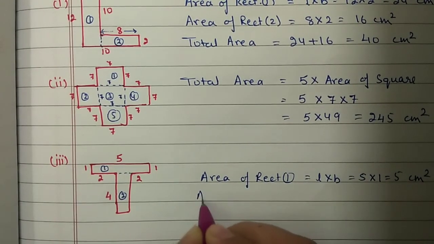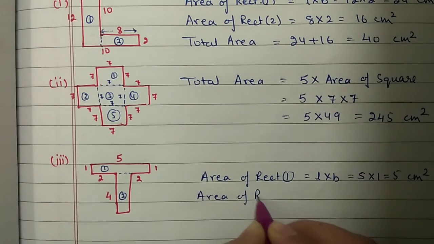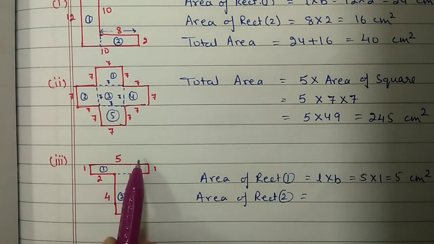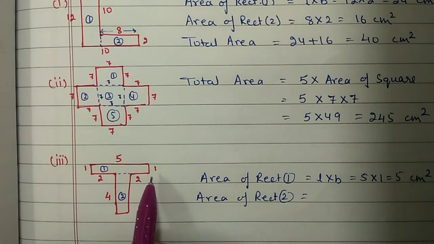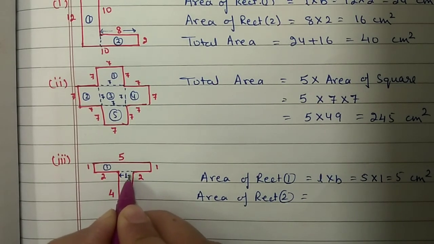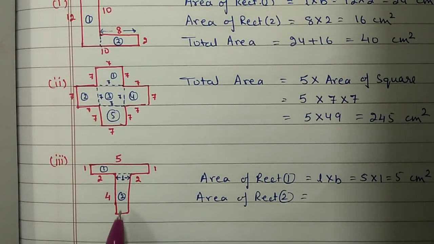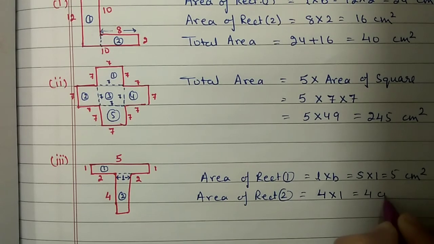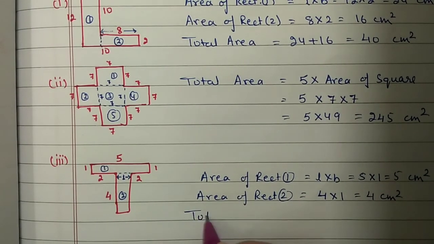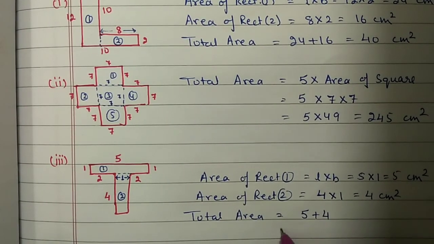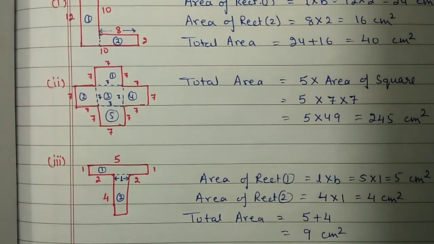Now for this other rectangle, we will find out area of rectangle 2. For this, length is given 4, breadth we have to find out. So you can see here this total is 5. 2 on this side and 2 on this side we have to remove. So 5 minus 2 means the remaining part here to here is 1. It means the breadth of this rectangle is 1. So 4 into 1, we will get 4 centimeter square. So total area will be 5 plus 4 is equal to 9 centimeter square.